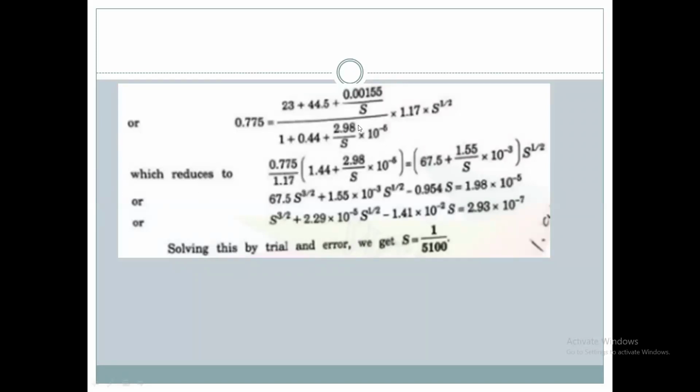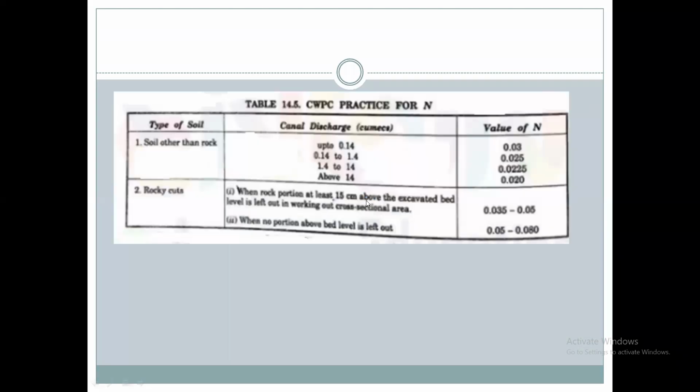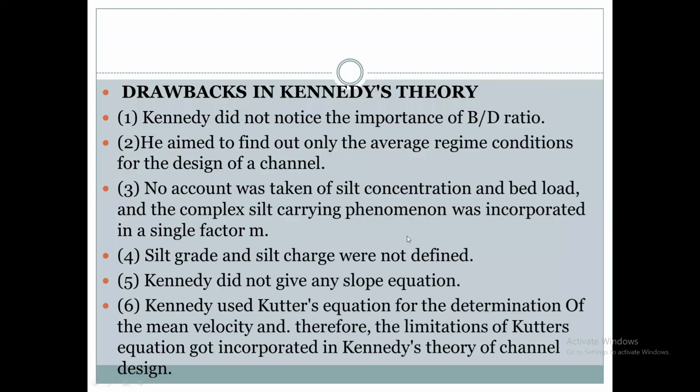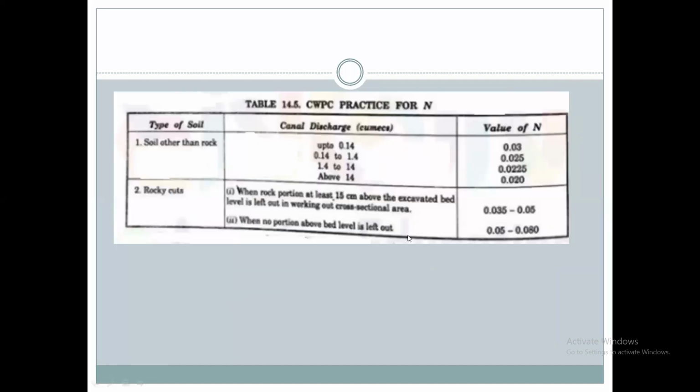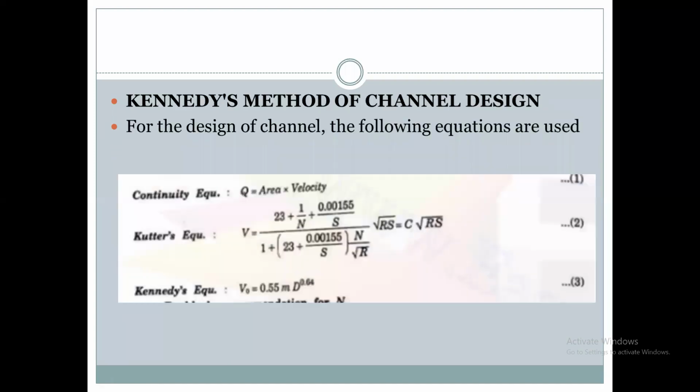So after solving the equation by trial and error, we get the slope S, which is the ratio of 1 by 5100. This is slope 1 in 5100. From this Cutter equation, this slope is calculated. So this is the Kennedy's method of channel design. In this way, the channel section is designed.